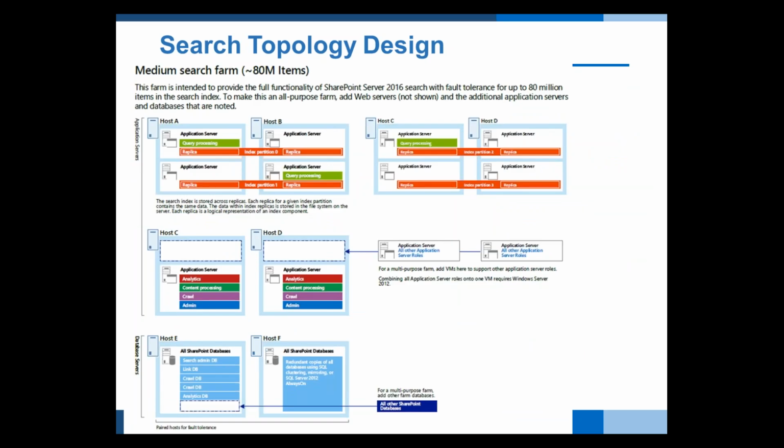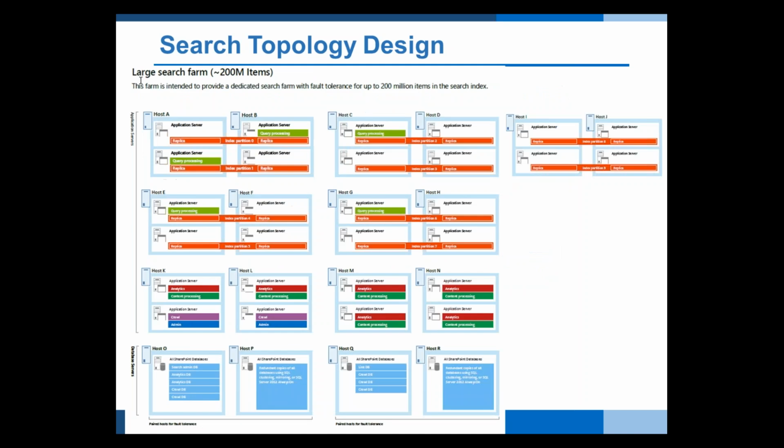Now, as your organization grows up to 80 million items, we now need 1, 2, 3, 4 servers. We're going to break up that partition into 4 chunks. And then we need copies of each, or a replica. So that means 1, 2, 3, 4, 5, 6, 7, 8 servers handling the query processing role, and then a whole host of servers now building the index behind the scenes.